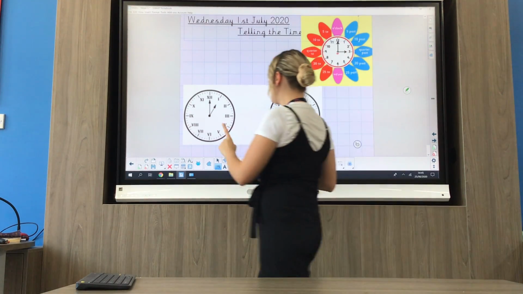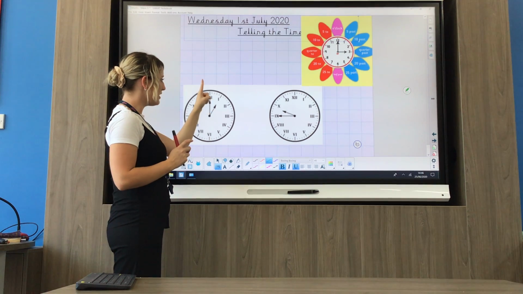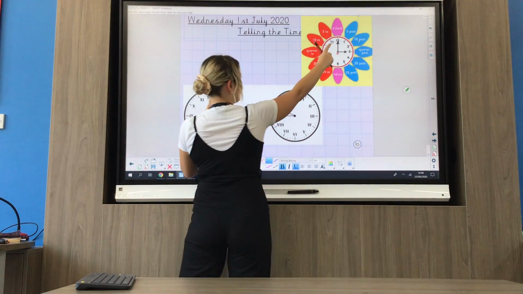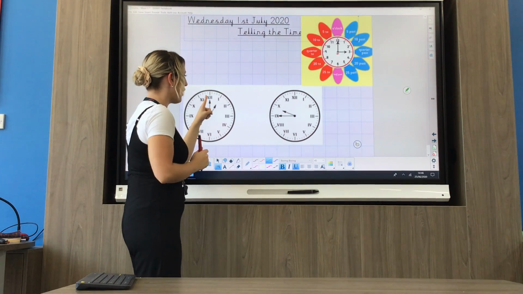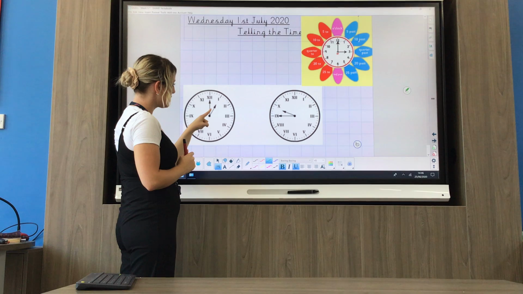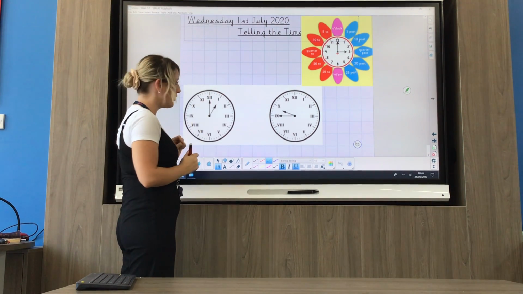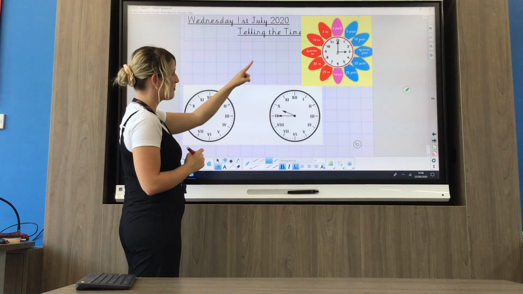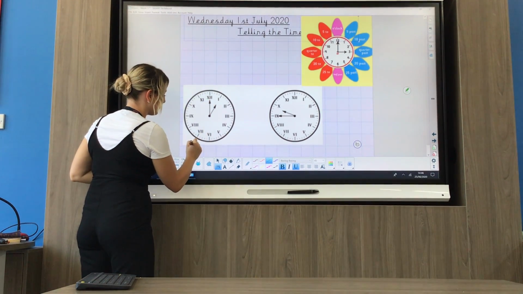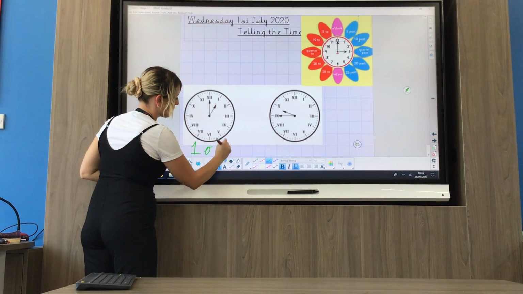I'm going to look at the long minute hand first, and it's pointing up, and I know that's where the 12 would be, and I can use that clock. It is pointing to the 12, so it's o'clock. My short hour hand is pointing at the 1. The 1 means it is 1 o'clock.